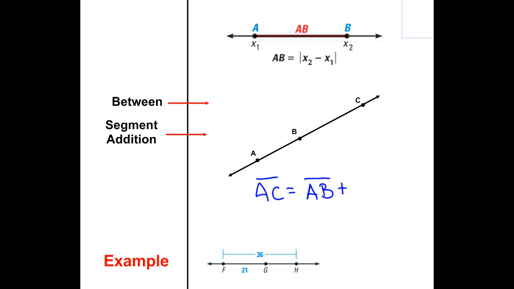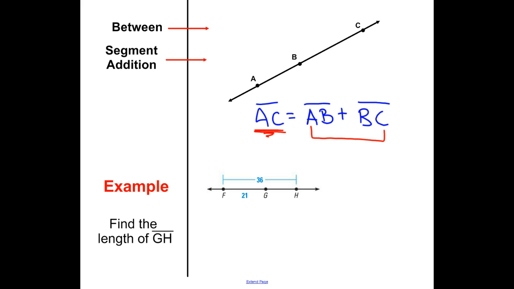Now notice, the two ending points within the names of our segments are actually the name of my whole segment. My name of my segment is AC, and it's equal to segment AB plus segment BC.